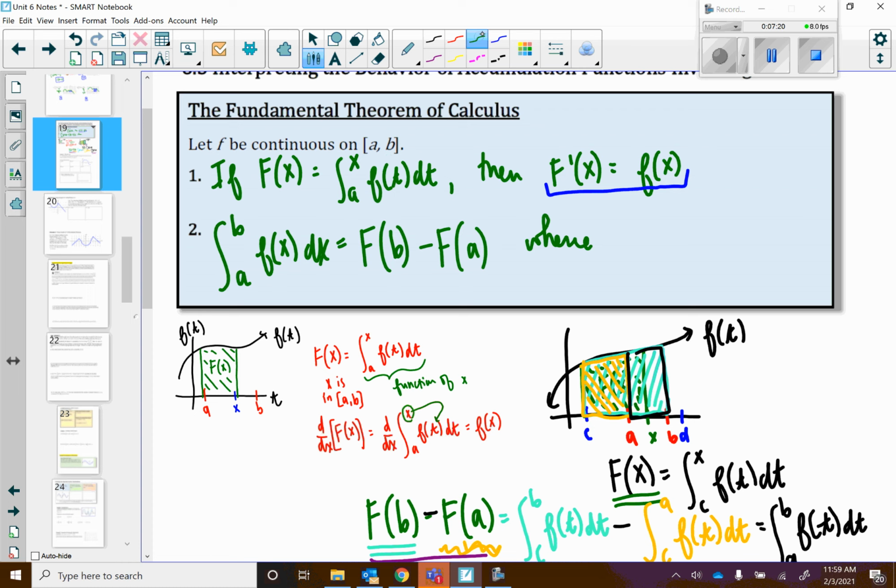where F is known as an antiderivative of our function f. And to say it's an antiderivative, that means the derivative of uppercase F is lowercase f, or the integral of this thing.